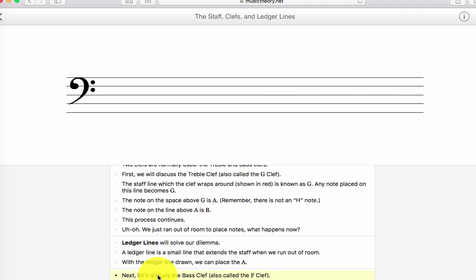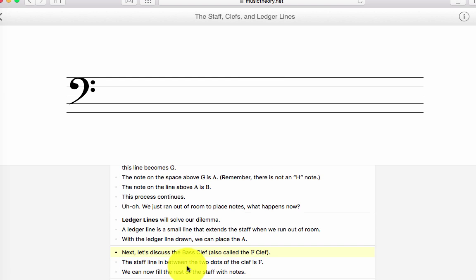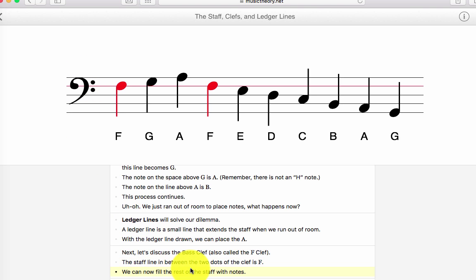Next, let's discuss the bass clef. The bass clef is also called the F clef. As you can see, that F is on the line in between the 2 dots of the bass clef. We can now fill out the rest of the staff with notes. As we can see, F, G, A, F, E, D, C, B, A, G.